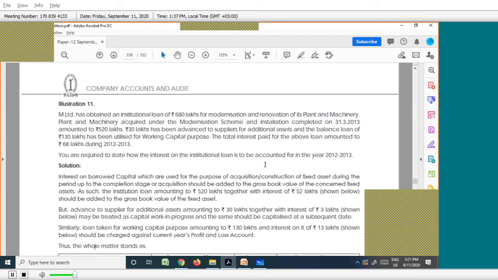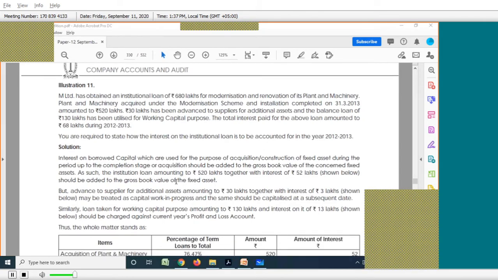Can you work out this problem yourself as a homework? It is similar to the previous problem, nothing is new. You should only know what is a qualifying asset and what is not a qualifying asset. Work out the interest yourself. You should know what should be capitalized, which portion of interest should be capitalized.